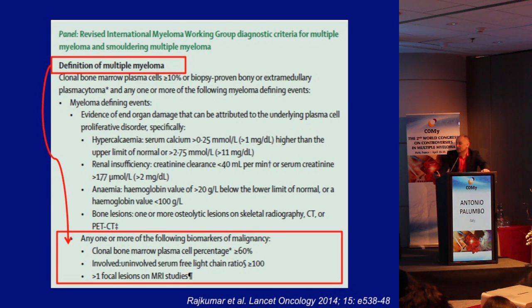So to close my presentation, basically I would say two concepts. Number one, this is coming from the work, more than one focal lesion on MRI studies. Today this is considered internationally a change in the status, and this is the definition of myeloma. 60% plasma cells and free light chain more than 100. This is the new definition of myeloma in absence of any other evidence of organ damage or CRAB.